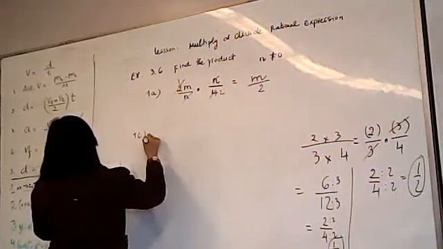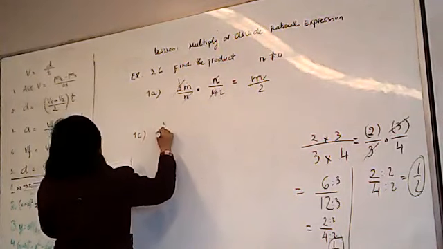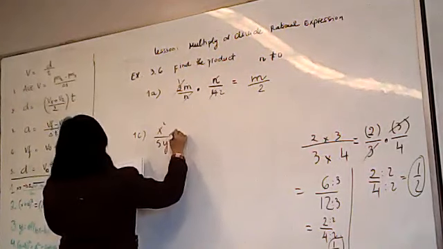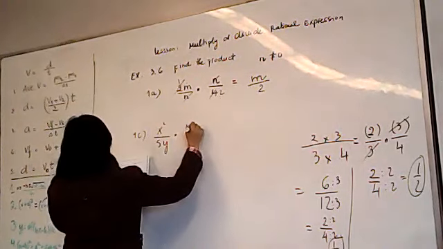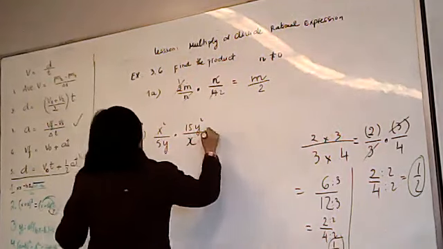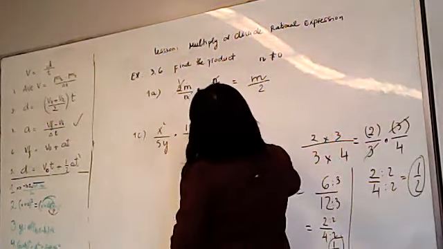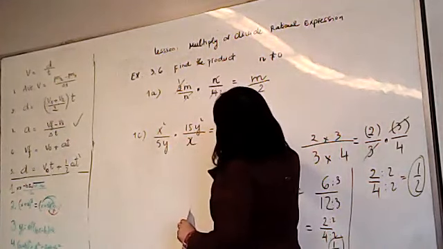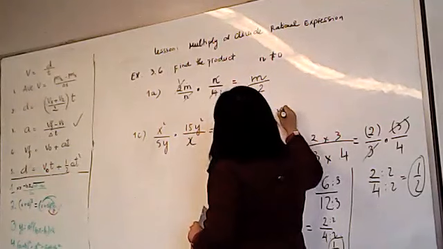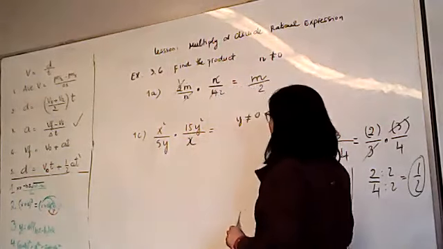Now, I'm going to do 1c. For 1c, you have x squared over 5y times 15y squared over x. So before I do anything, I like to put this: y cannot be 0 and x cannot be 0 first. Okay.